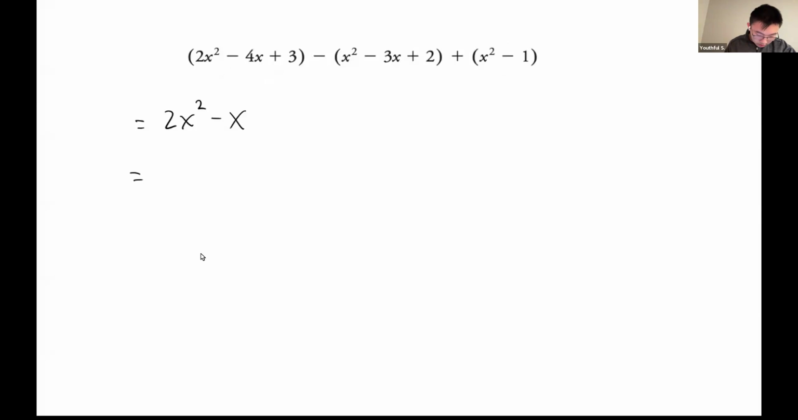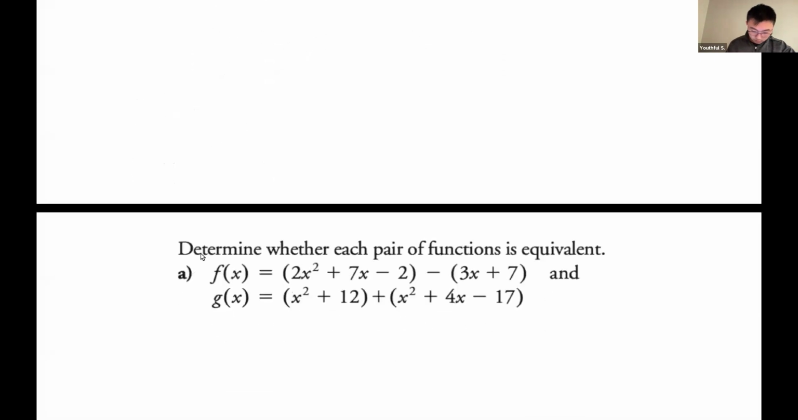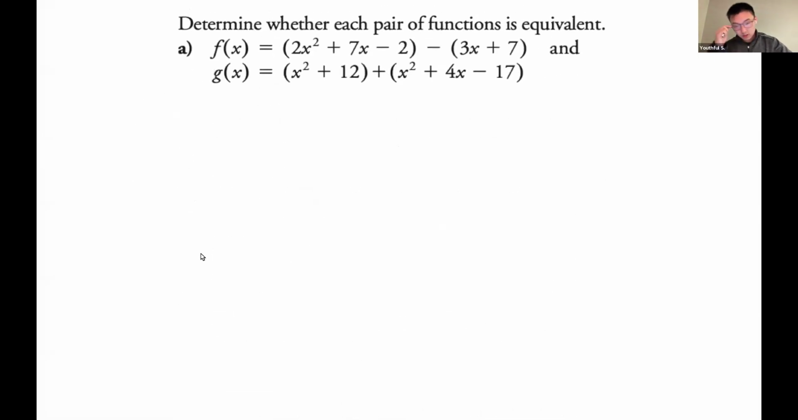And then we can finally factor the x if we really wanted to, so you get 2x minus 1. That's not really necessary. So that's pretty easy. Basically all you have to do for this is practice it and just get good at it.